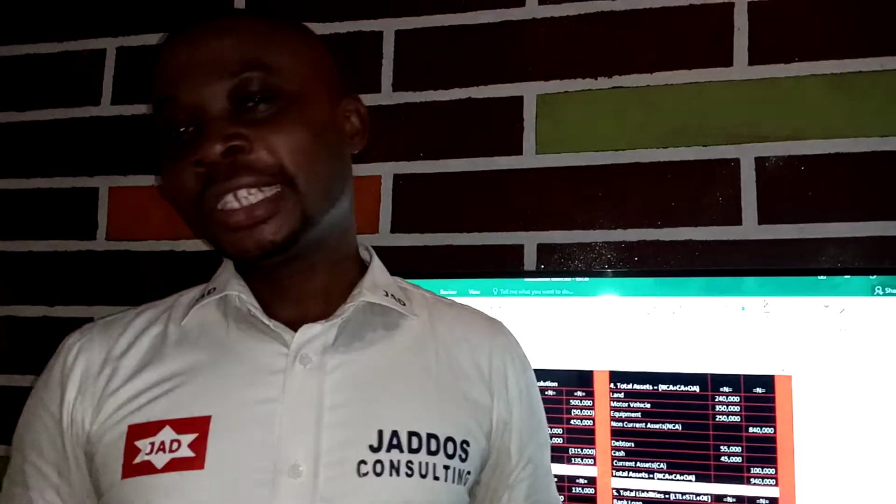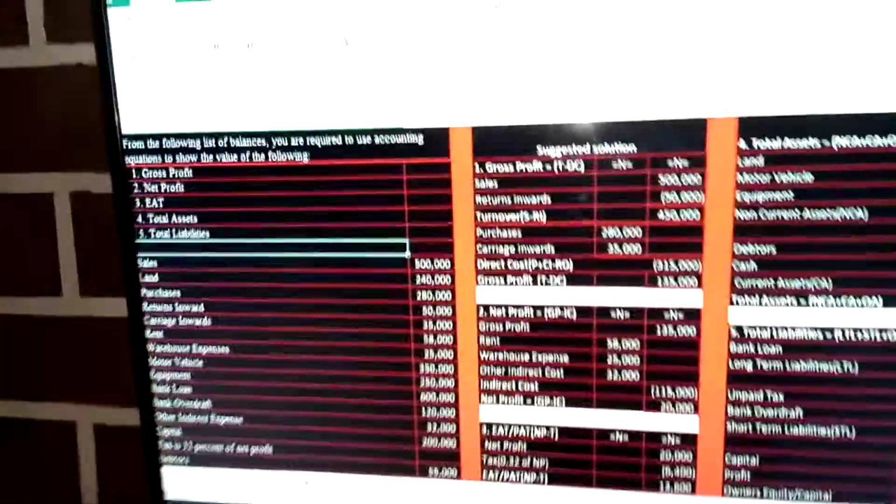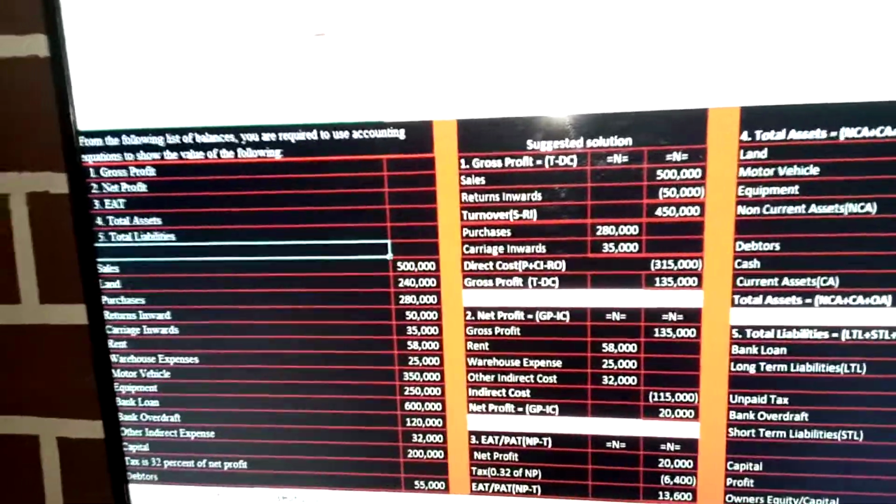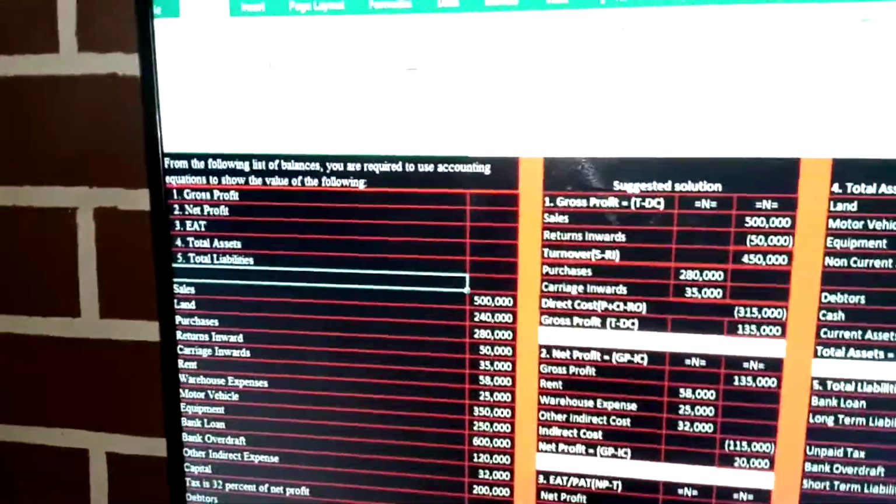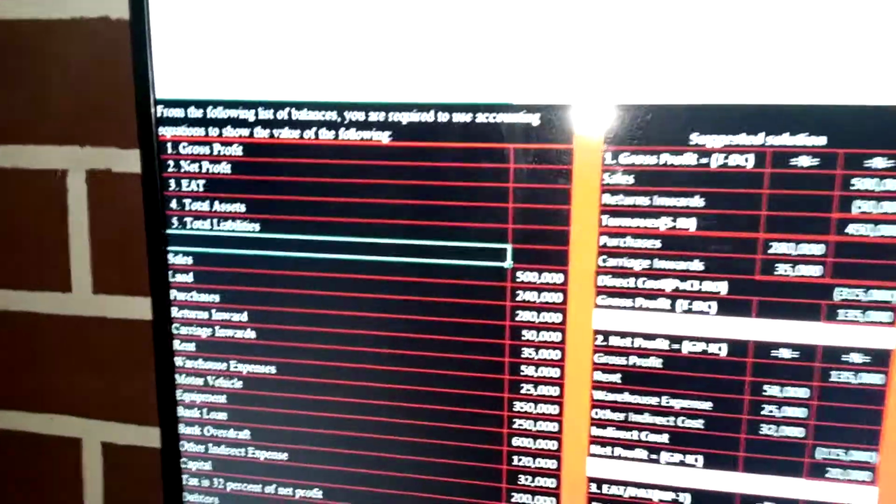Having done the first illustration, which is quite simple, let's look at something a little bit more challenging compared to the first one that we just did. So this is the part 2 class. This is an illustration for accounting equations. Okay, so let's go.